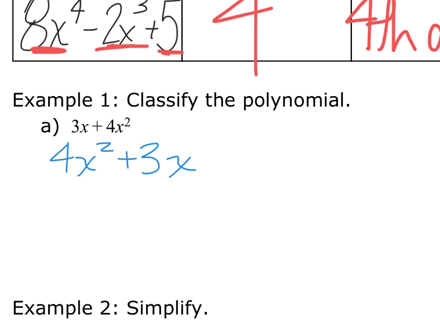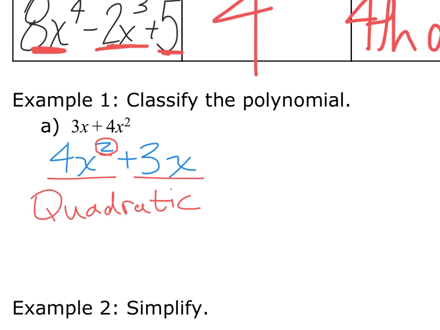All right, so then I'm going to classify this. First I'm going to look at my degree. What's my degree? 2, so that's a quadratic, right? Quadratic. And then how many terms do we have? 2, so it's a binomial. So that's a quadratic binomial.